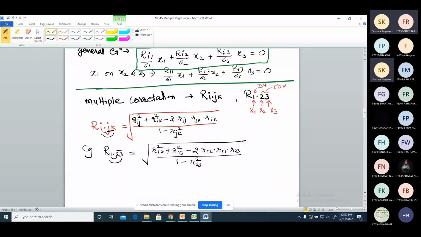Similarly, who will tell me R2 dot 13? Now 2 1 is 1 2. So it is R12 square plus R23 square minus twice R12 R13 R23. What will be in the denominator? 1 minus R13 square. In this way you can remember all the three formulas. Got it? Please blow your thumbs.